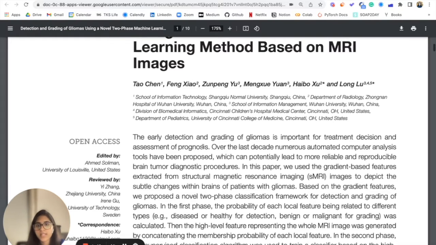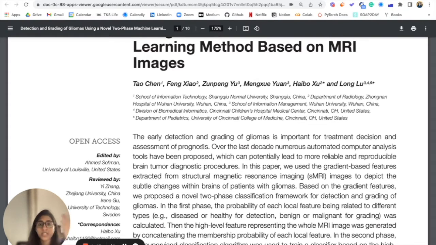As I said, early detection and grading of gliomas is very beneficial in gaining insight about the brain tumor. Over the last decade, we've had many advancements in the computer vision industry, but in this research paper, we're not going to be optimizing. We're actually going to be looking at a new novel approach that combines different algorithms and techniques to form a very accurate method that can detect and grade gliomas.